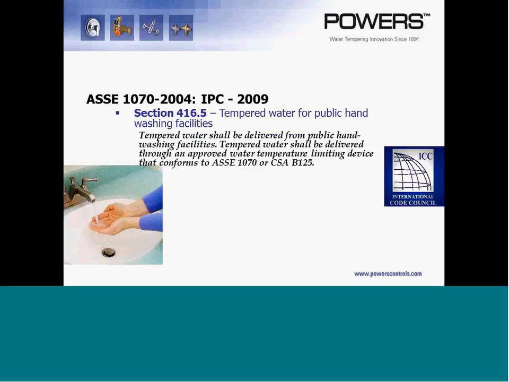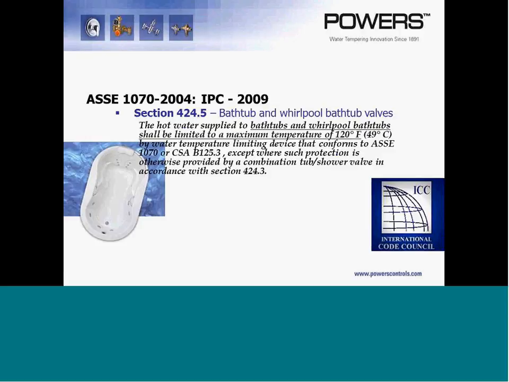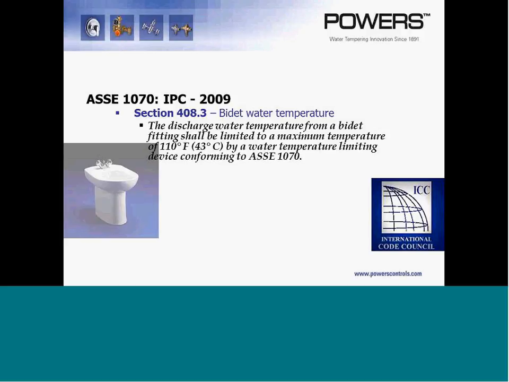And here's the section in IPC 2009, 416.5, under tempered water for public hand washing facilities. Tempered water shall be delivered from public hand washing facilities to a device that conforms to ASSE 1070. Pretty straightforward there. And then here's the language, 424.5, for bathtubs and whirlpools. Based on the revision, whether it's 2012, 2006, 2003, the language doesn't really change much. There have been some adjustments, but it's pretty consistent. And even for bidets, 1070 would be the required performance standard. And here the maximum temperature is 110.